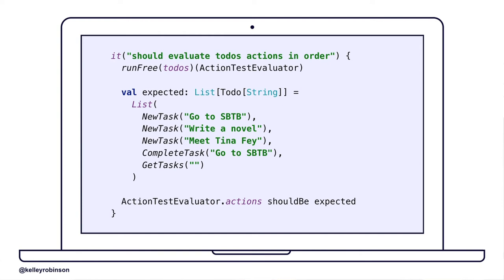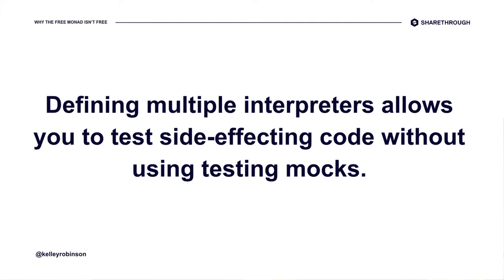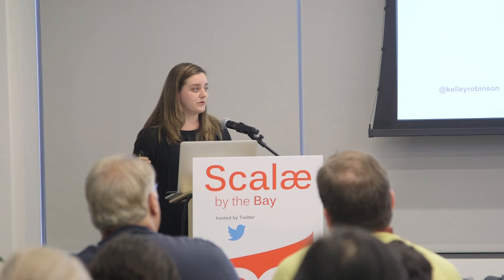And for something like this, a to-do list, something that's probably going to, in production, be hitting a database, causing some side effect, the really nice thing about the free monad is that you can define a test interpreter that will bypass all of the side-effecting parts of your code. You can test that the program is going to evaluate the code in the order that you expect it to, but you don't have to use testing mocks anymore.